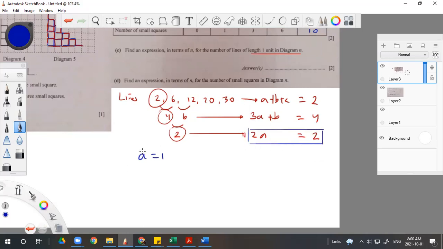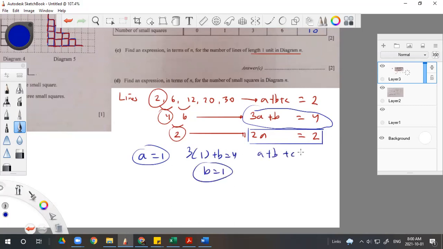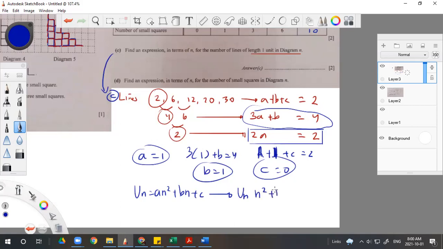Terus 3A, this is first, A equals 1, circle. 3A, 3 times 1 plus B, the second one, go up. 3 times A plus B equals 4, the B equals 1, right? Because 3 plus B equals 4. A plus B plus C equals 2. 1 plus 1 plus C equals 2, so the C equals 0. So the formula will be UN equals AN squared plus BN plus C. So the UN for the length, question C, the amount of lines of 1 unit is N squared plus N. Done.